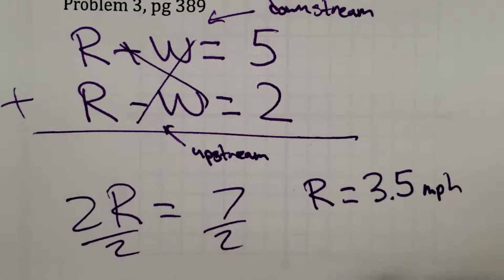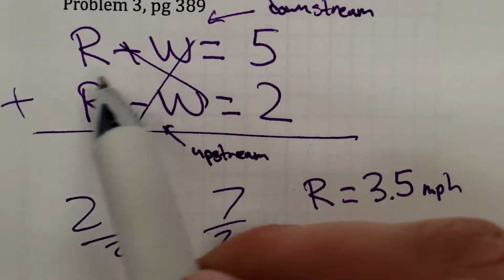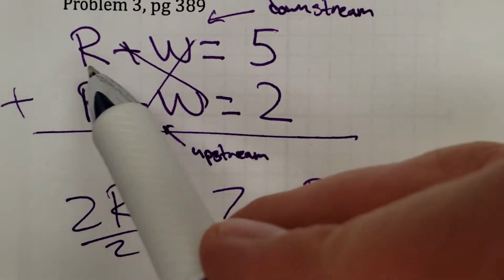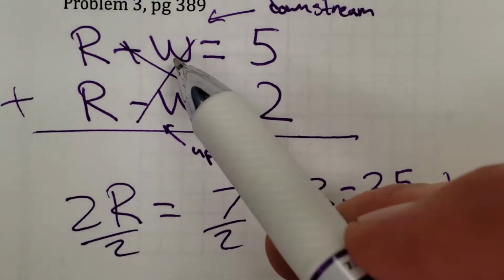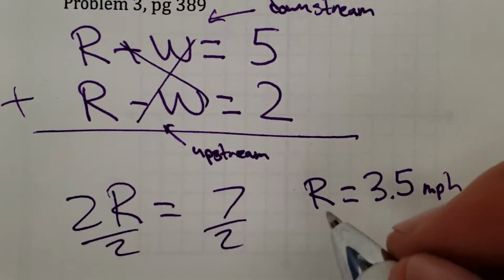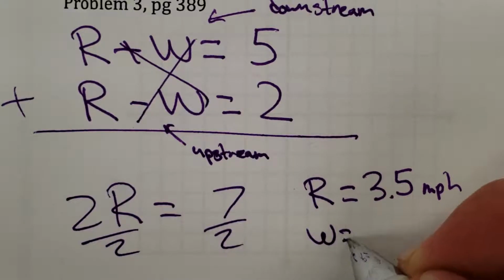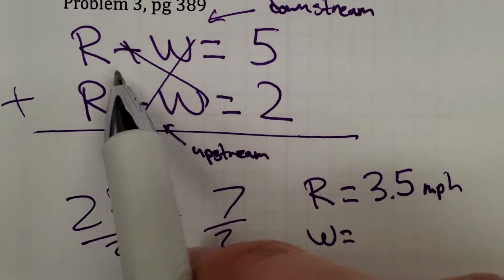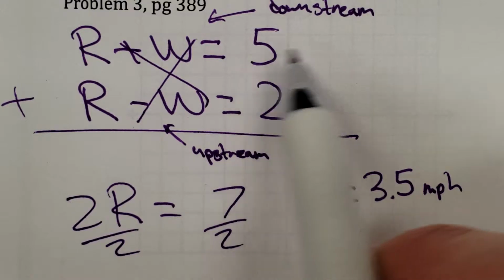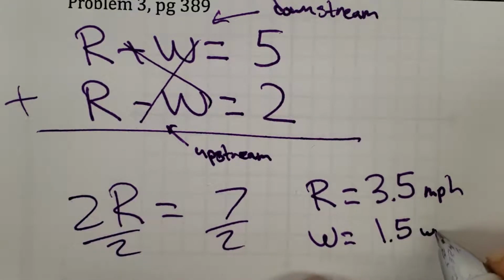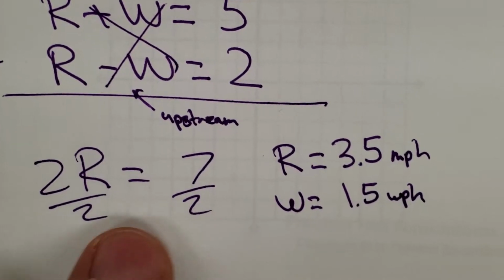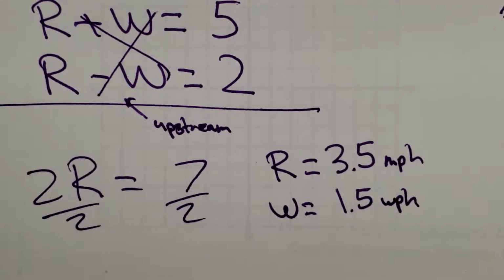Well, how fast is the water, the current? And variables are interchangeable. I used R for rowing and W for the water speed. You could use C for the current, whatever. It's all interchangeable to me. The speed of the water, mental math, let's see, add it to 3.5 to make 5, or subtract it, 1.5. The water speed, or the current, I guess you could say, is 1.5 miles per hour.